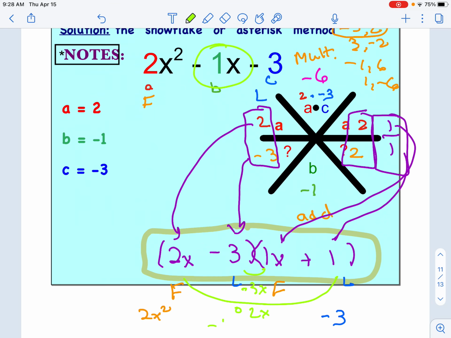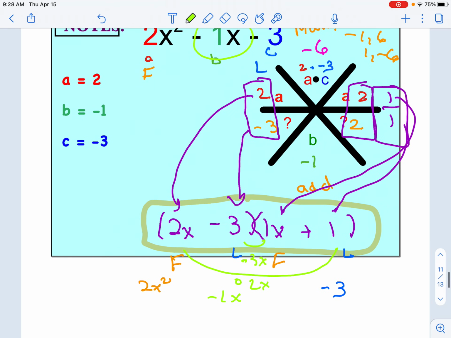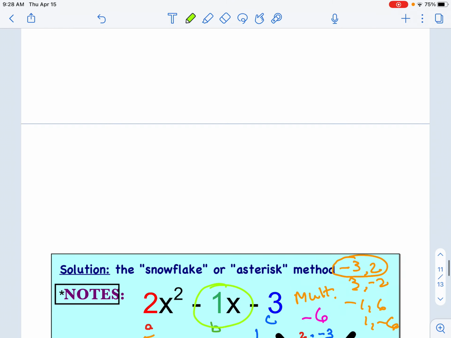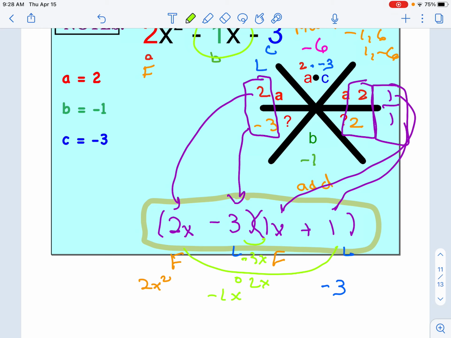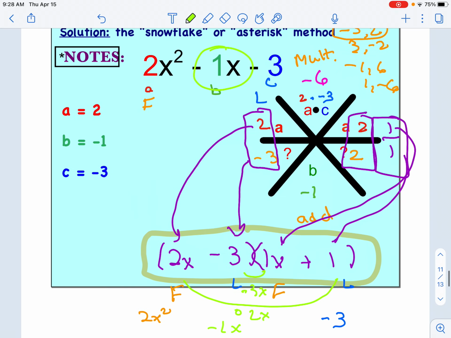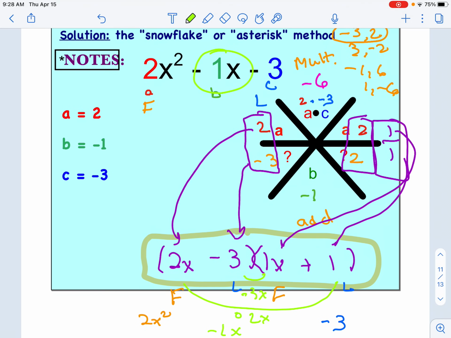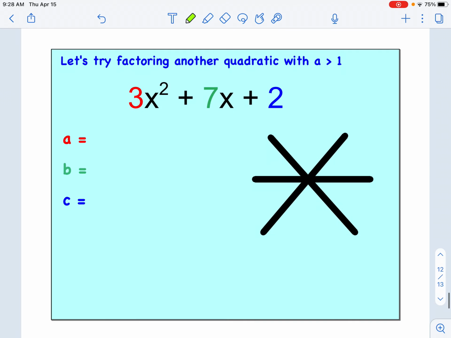And when I add those together, I get negative 1x. So you can see I have what I started with, which means I've done it accurately. So again, trying to help you see the relationship. This is just another method for doing the same thing we've been doing, whether it's guess and check, whether we use the box method, or whether we use an asterisk method, or any other method. I know we talked about another one in class as well.